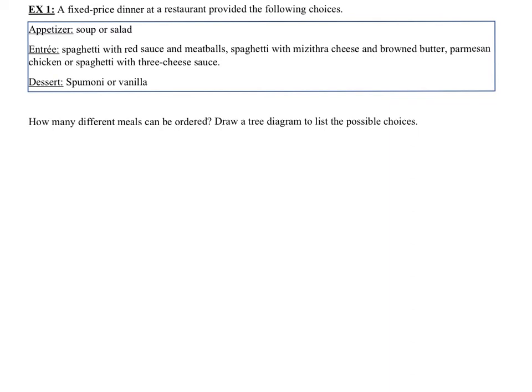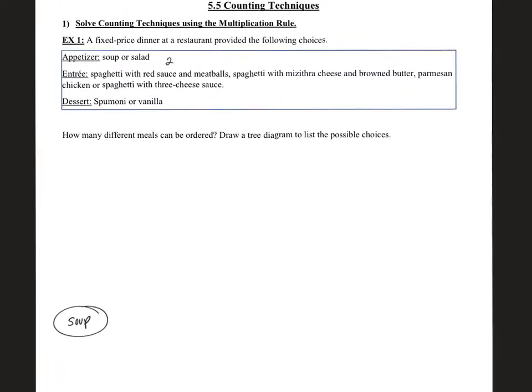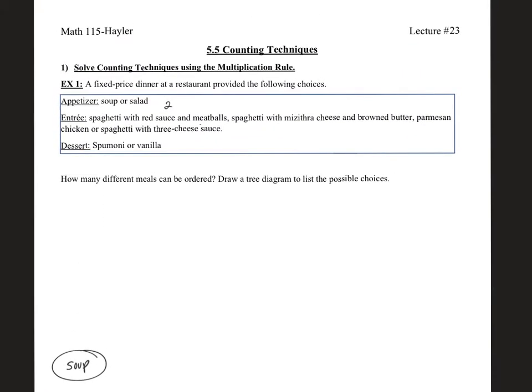So, let's start with the appetizer. We have 2 choices, soup or salad. So let me go ahead and write that down here. We have soup or salad. After that, what choices could we possibly have? Then we have 1, 2, 3, 4 different choices for the entrees.